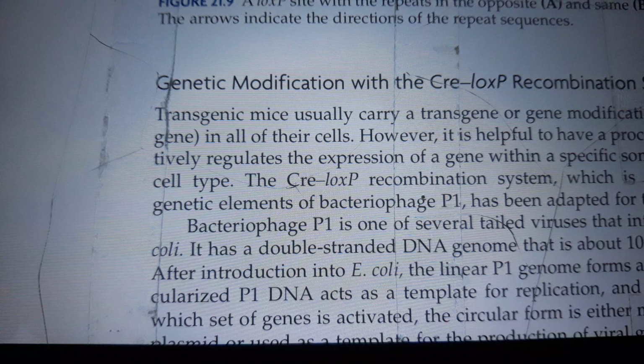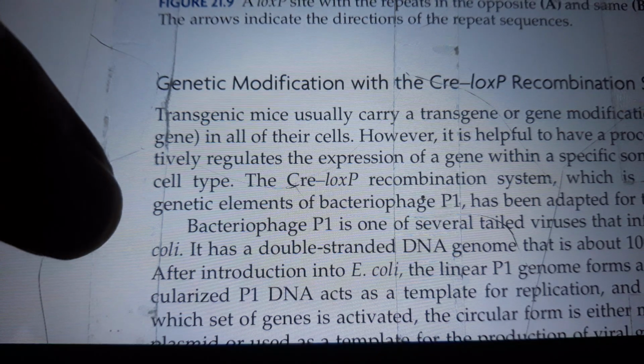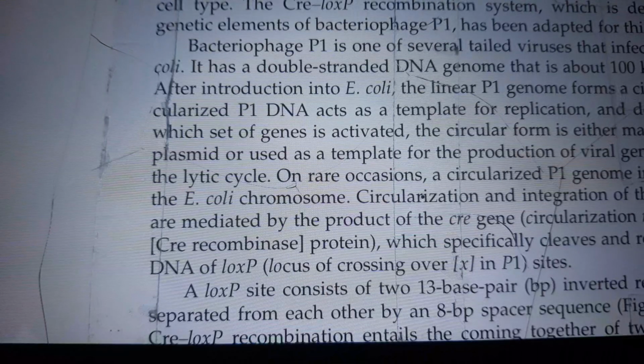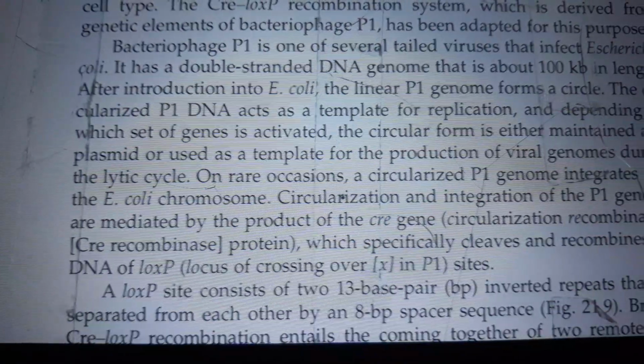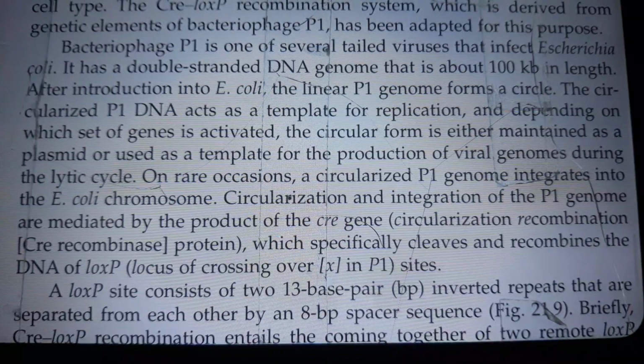Genetic modification with the Cre-loxP recombination system. The bacteriophage P1 is one of several tailed viruses that infect E. coli. It has a double-stranded DNA genome that is about 100 kb in length. After introduction into E. coli, the linear P1 genome forms a circle.